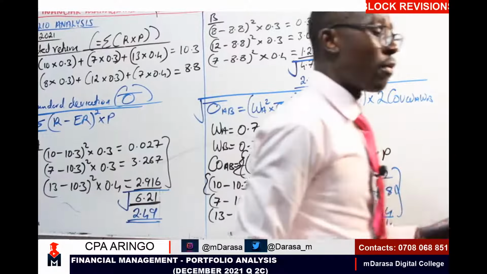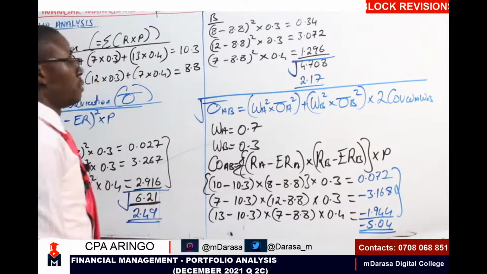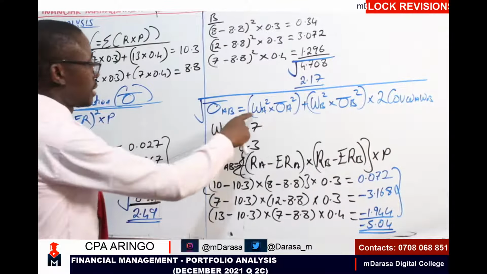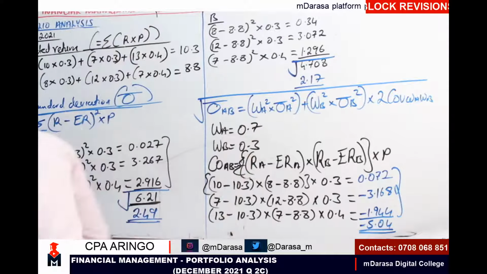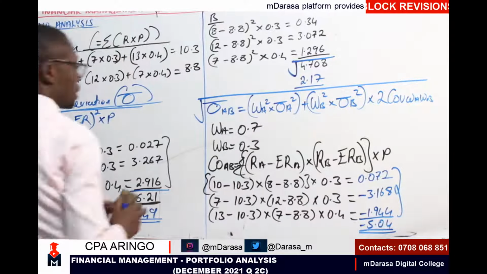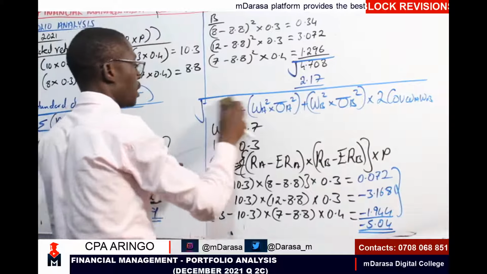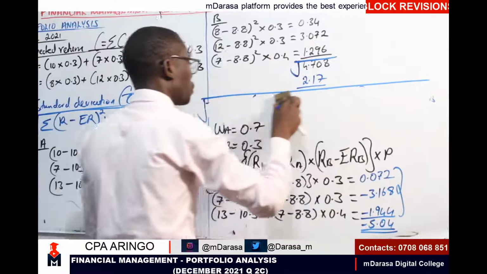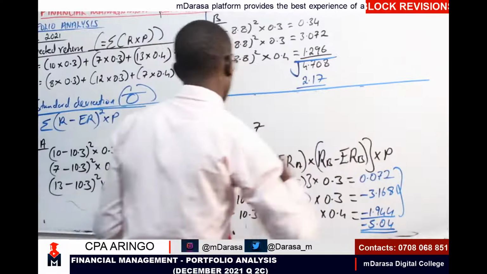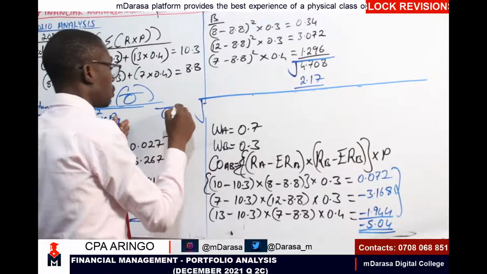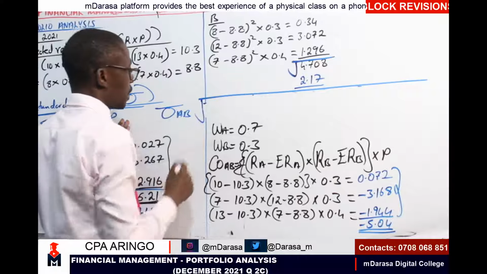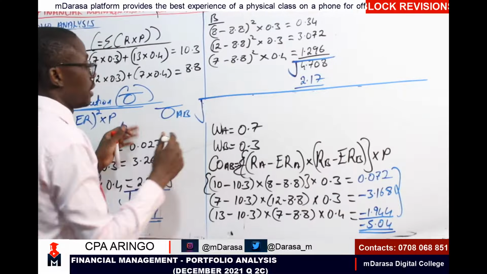So once we have our covariance now, our task will be easy. I'll just take our case here. In this case, remember, we are looking at the standard deviation of A and B. So therefore, we want to determine that standard deviation. We are looking at standard deviation of A and B.